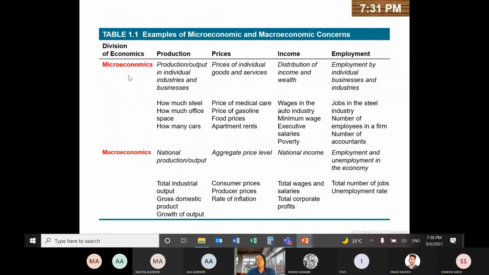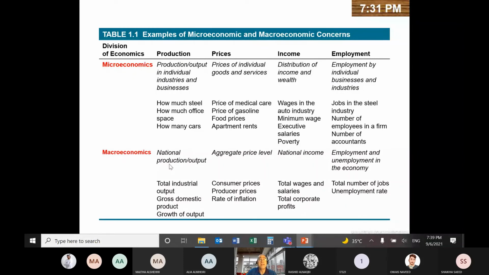So here are more details about the difference between micro and macro. Microeconomics deals with an industry such as telecommunication, a firm such as Du, the price per kilo of tomatoes, the profit earned by اتصالات. How many workers work in اتصالات? But in macroeconomics, I'm talking about the whole country.